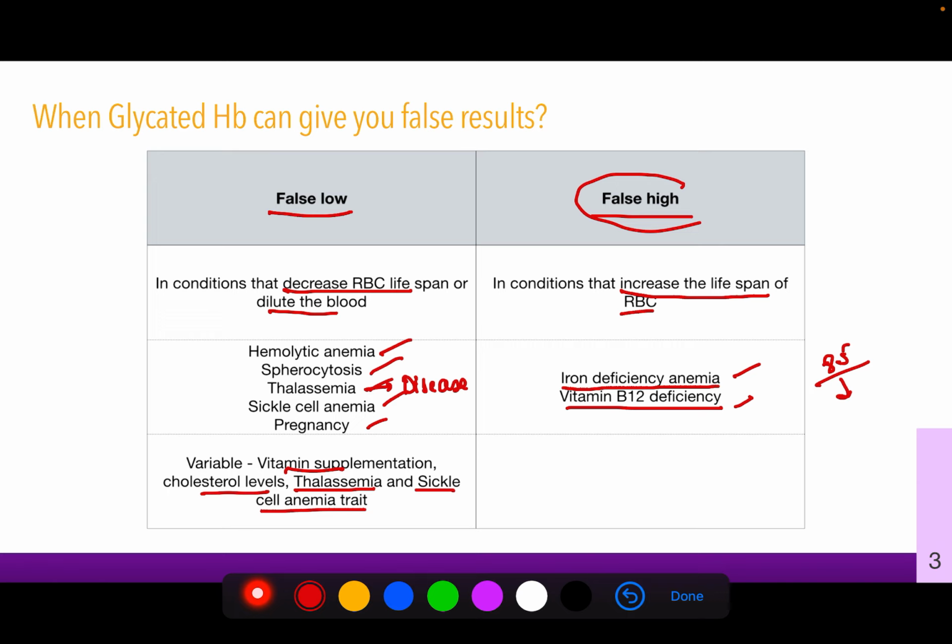So always remember about the false high: iron deficiency anemia and megaloblastic anemia. In false low: hemolytic anemia, spherocytosis, manifested hemoglobinopathies, thalassemia, sickle cell anemia, and then pregnancy.